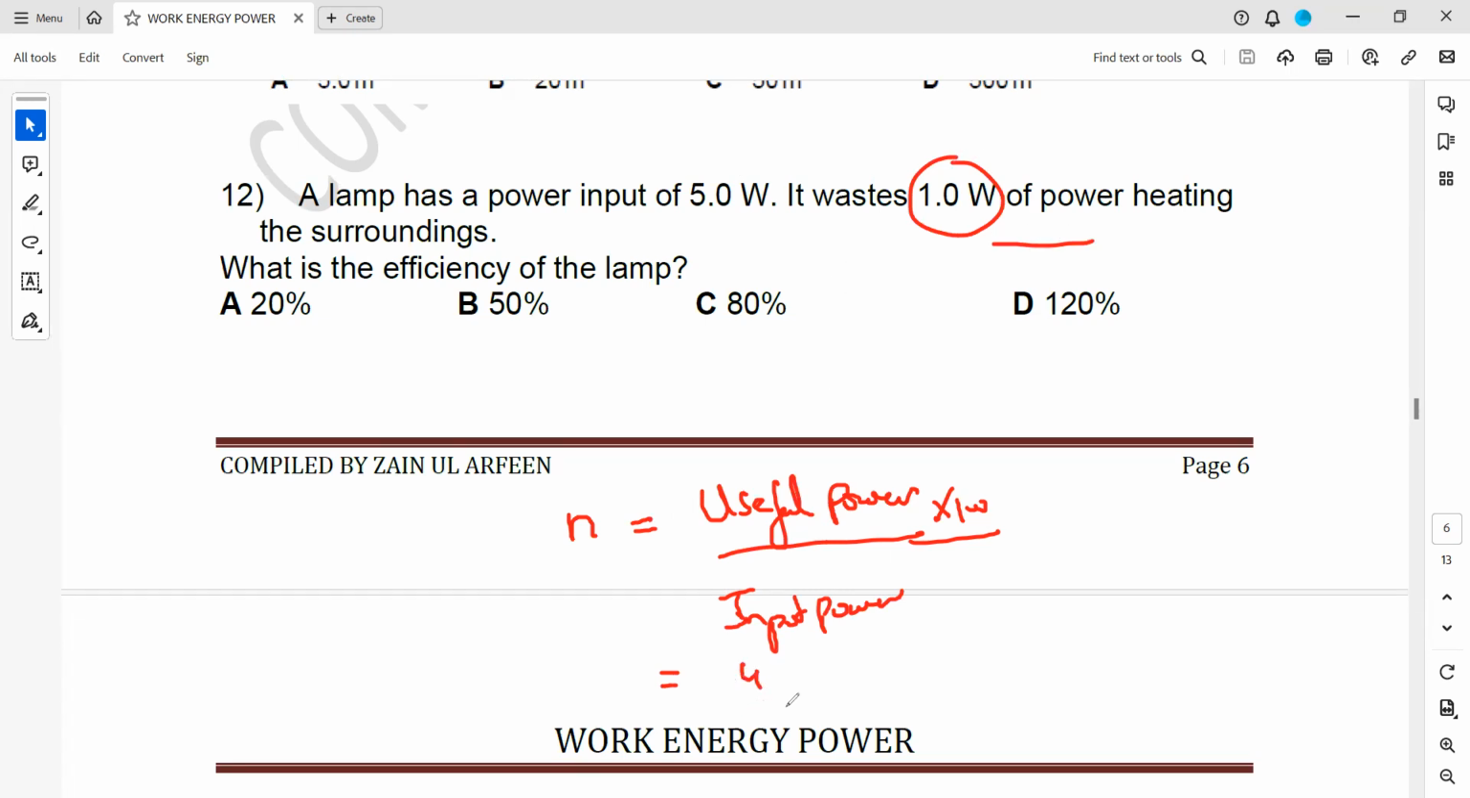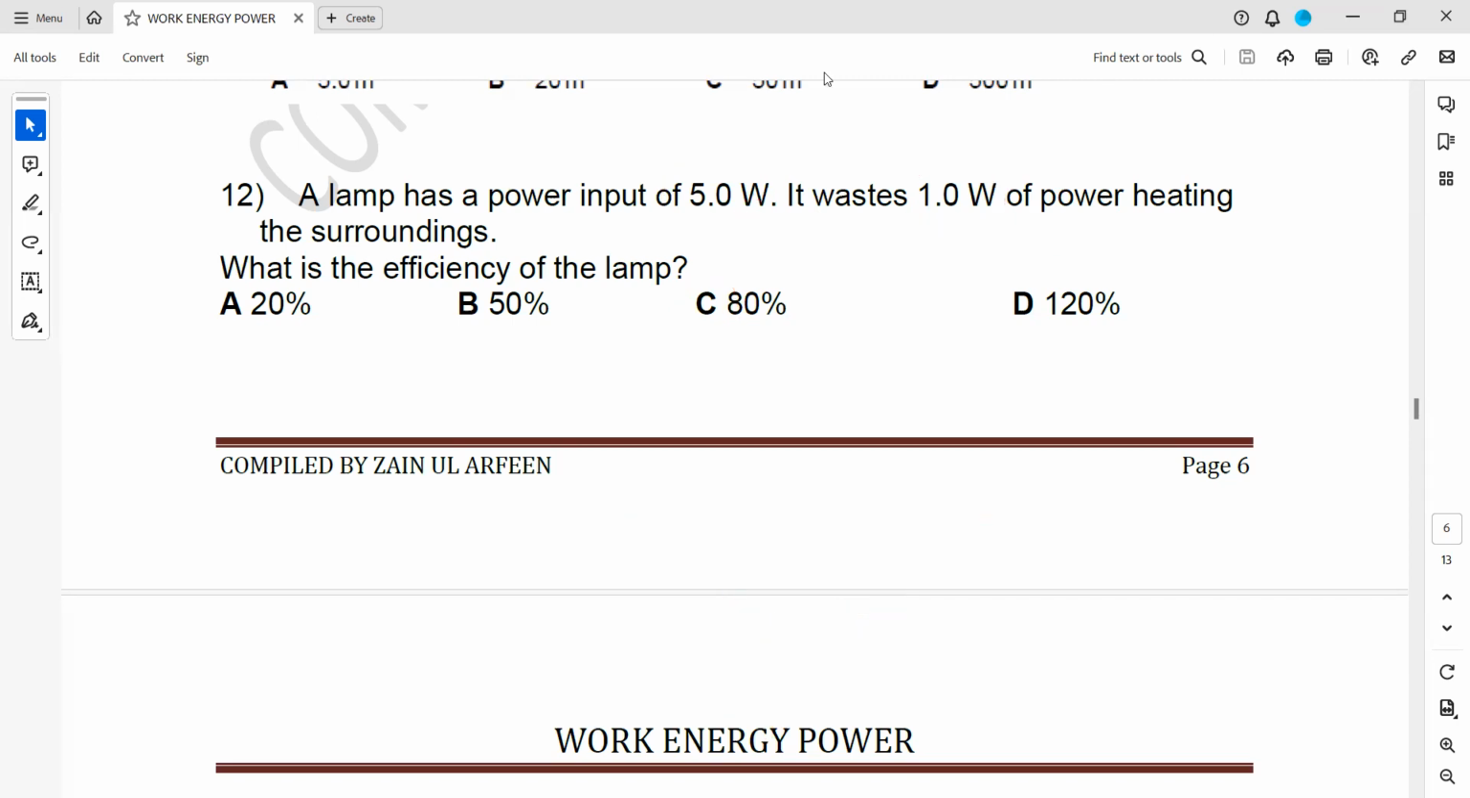4. And what is the input energy? That is 5, divided and multiplied by 100. So it is like 400 divided by 5. So it will give us 80%. Efficiency is in percentage, so it will give us percent. So 5 watt is the total, but 1 watt is wasted. So the remaining 4 watt is useful. So we always take the useful energy or useful power when we work out the efficiency.